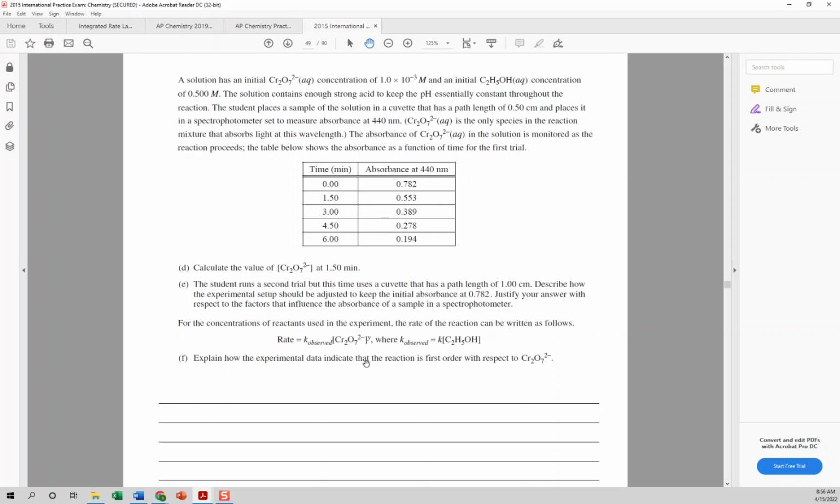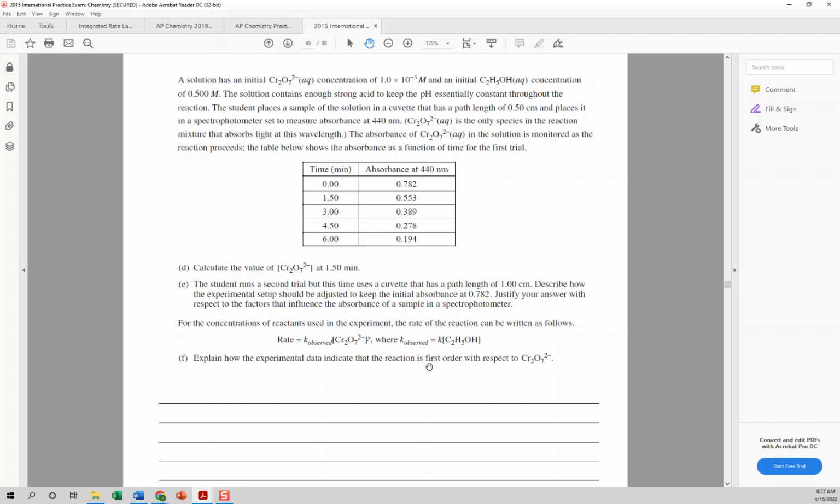What you could do is say, because they're telling you it's first order already, you could say, okay, well, the natural log of absorbance versus time graph gives you a straight line, but you would have to show that. So you'd have to take the natural log, and remember, you have a calculator on the free response. So the natural log of this, of this, of this, of that, of that, and then graph those numbers versus time. And you would have to sit there and make the graph, okay? And show that it's a straight line.